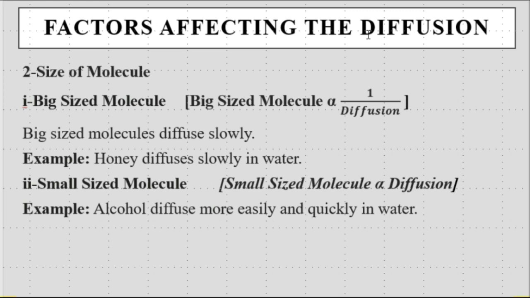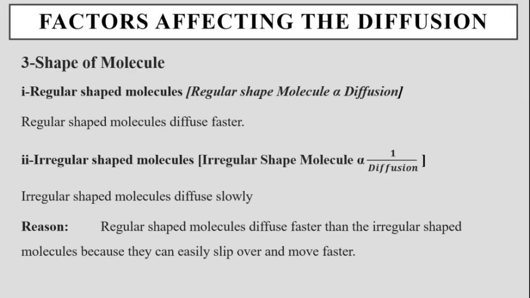And when we try to mix alcohol in the water, it can easily diffuse in the water because it has a smaller size. That is the shape of the molecule. When we are saying something about the shape of the molecule, we can divide it into two parts. Number one, regular shaped molecules, and number two, irregular shaped molecules.